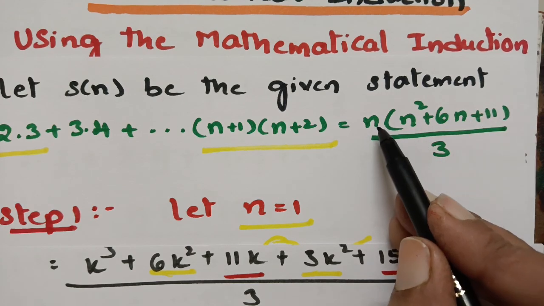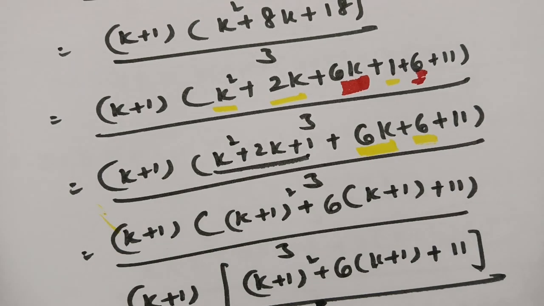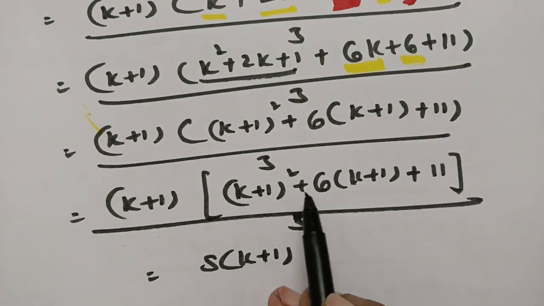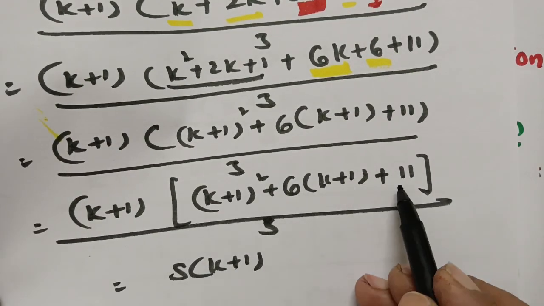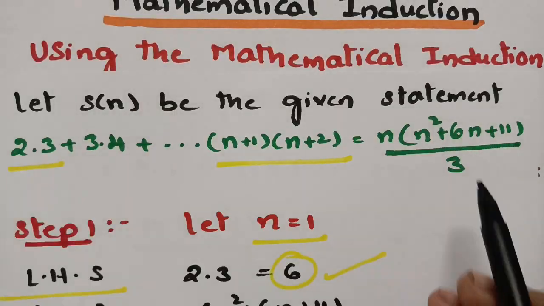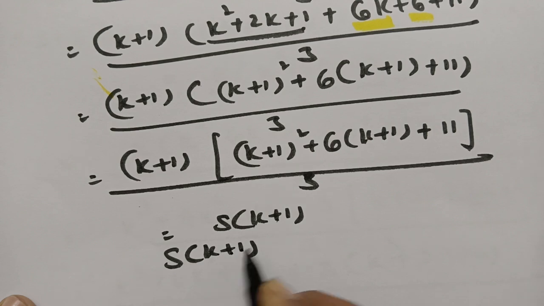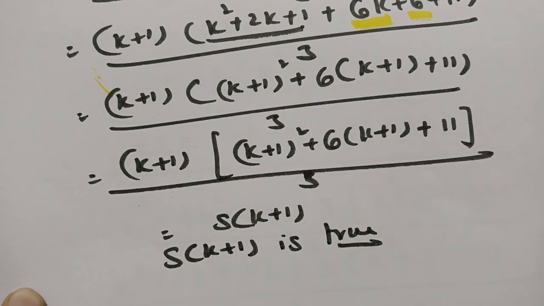So in this, if I keep n is equal to k plus 1, I'll show you, this is k plus 1, and see here, this is n square. So in place of n, if I write k plus 1, this will be (k plus 1) square, and this value is 6n, so this is 6 times (k plus 1) plus 11 by 3. So this is true for n is equal to k plus 1. Therefore, S of k plus 1 is true. So we got the LHS part.